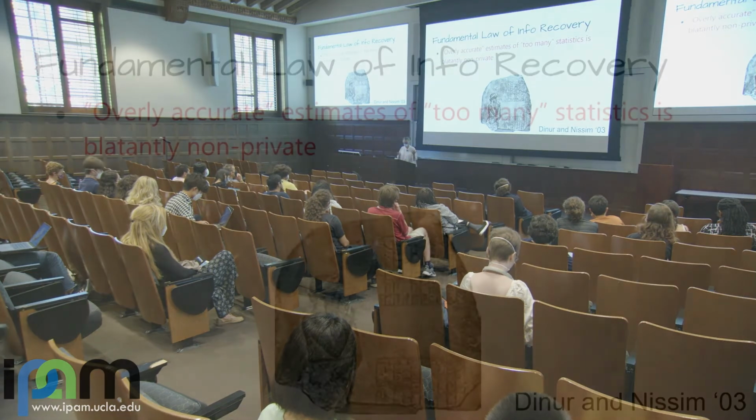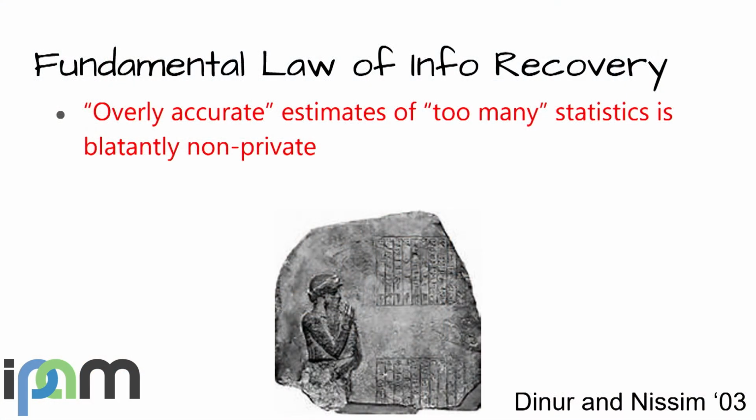There's a theorem called the fundamental law of information recovery, or fundamental law of information reconstruction. Basically it says that overly accurate estimates of too many statistics is blatantly non-private. It will completely destroy the privacy of your data set. Now, what does overly accurate mean? Well, that depends on how many statistics you're getting. So those two notions have to walk hand in hand.